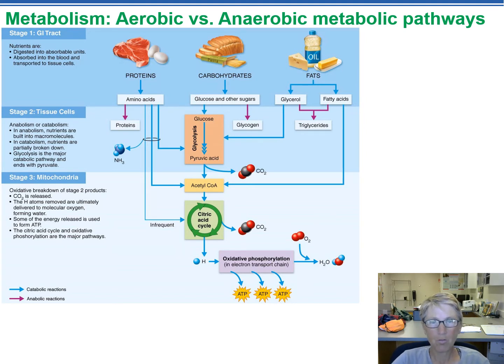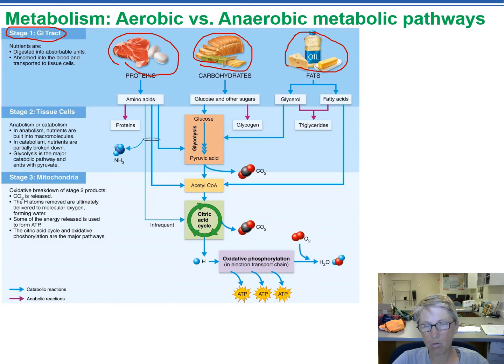So in this cartoon, this is from Marieb, if you have that book. This is aerobic versus anaerobic metabolic pathways. In this cartoon, it shows here at the top, stage 1, the GI tract. So here's some delicious food that you might eat. Protein, so steak and eggs, carbs, pasta and bread, oil, or fats would be like oil, cheese, and butter. And then the proteins can be broken down into amino acids, carbs get broken down to glucose and other sugars like fructose. Fats get broken down into glycerol and fatty acids.